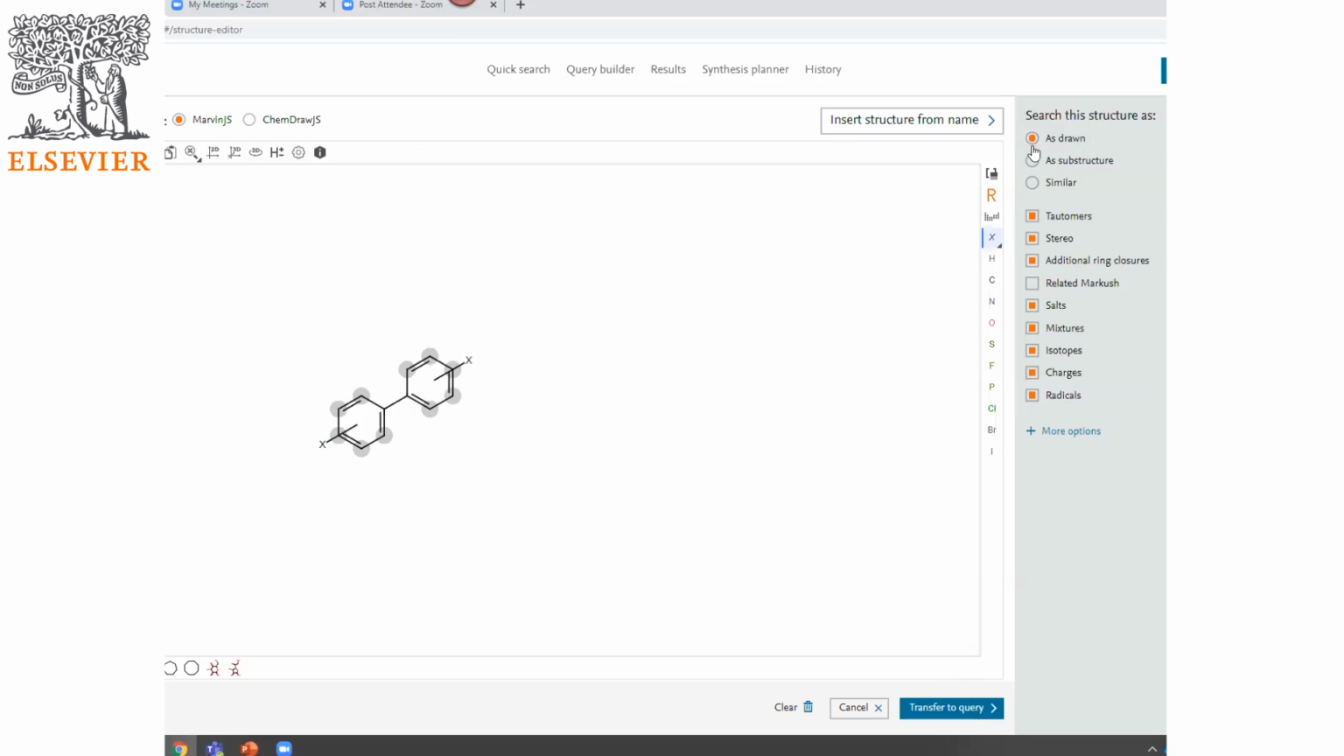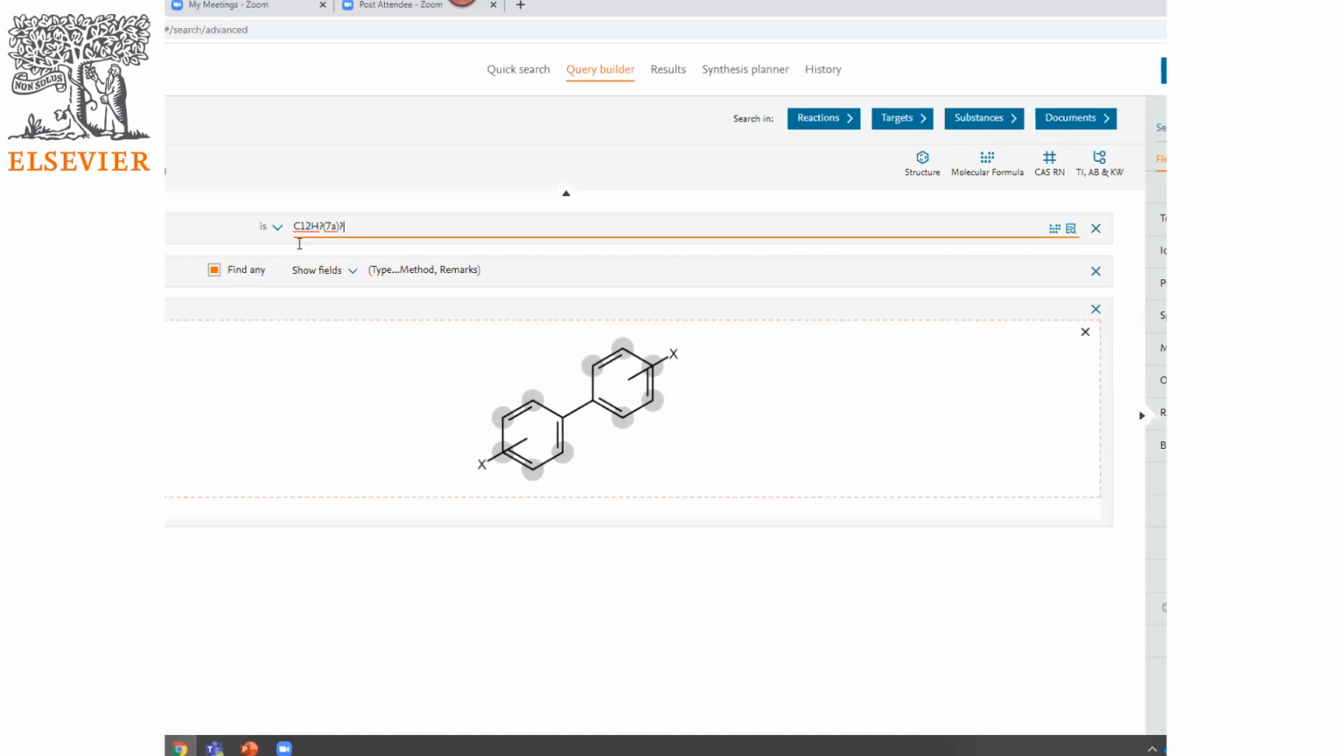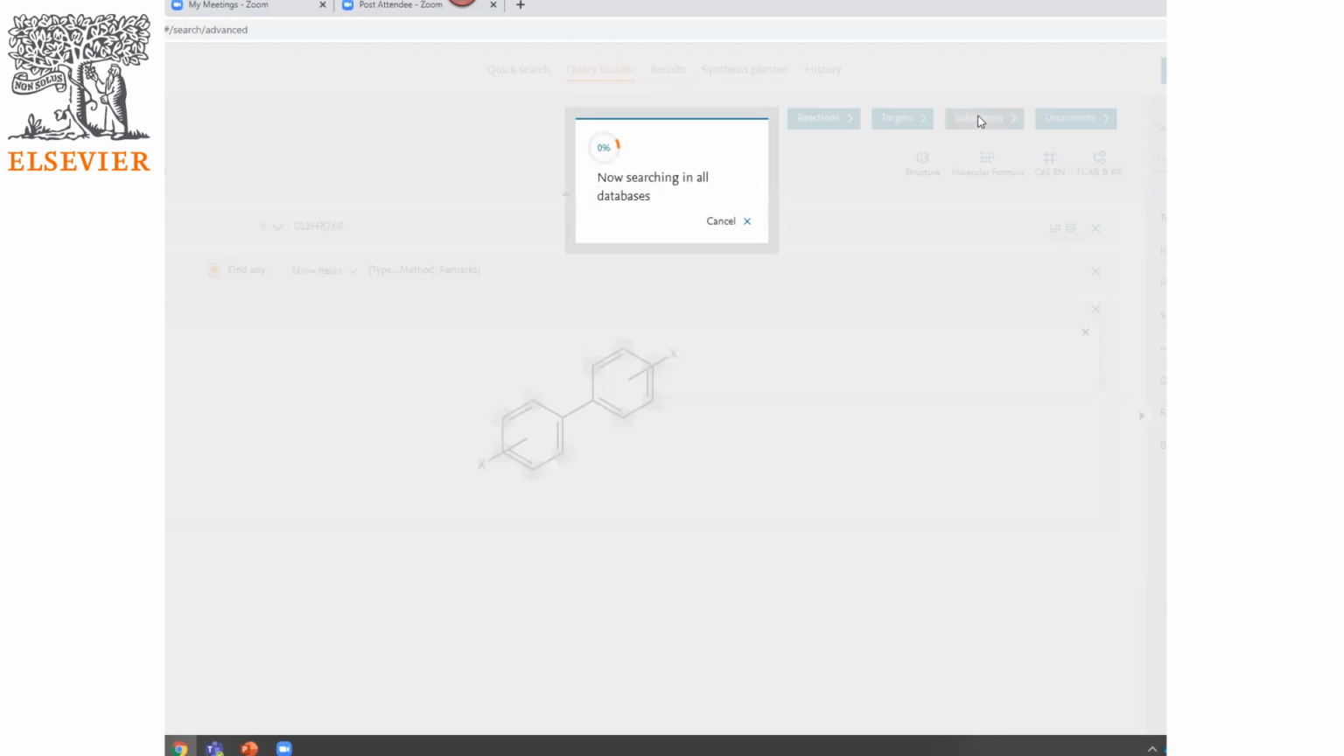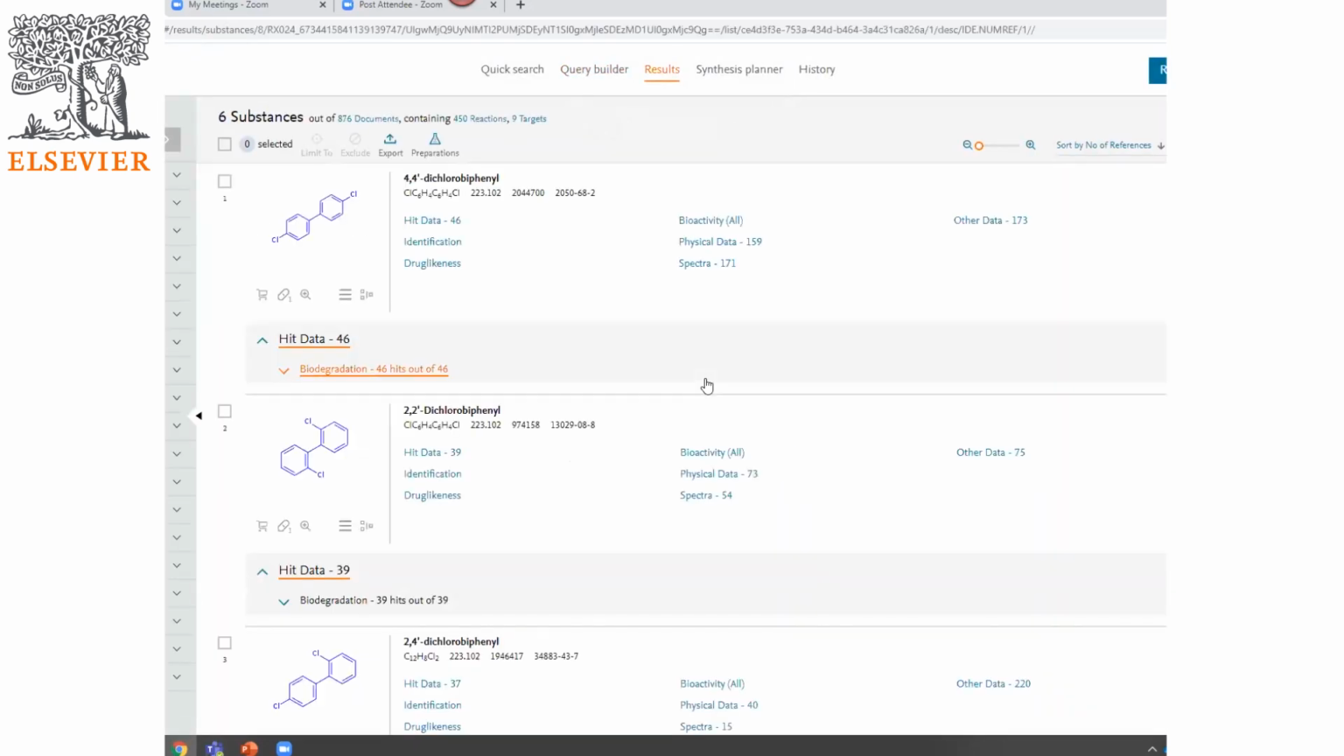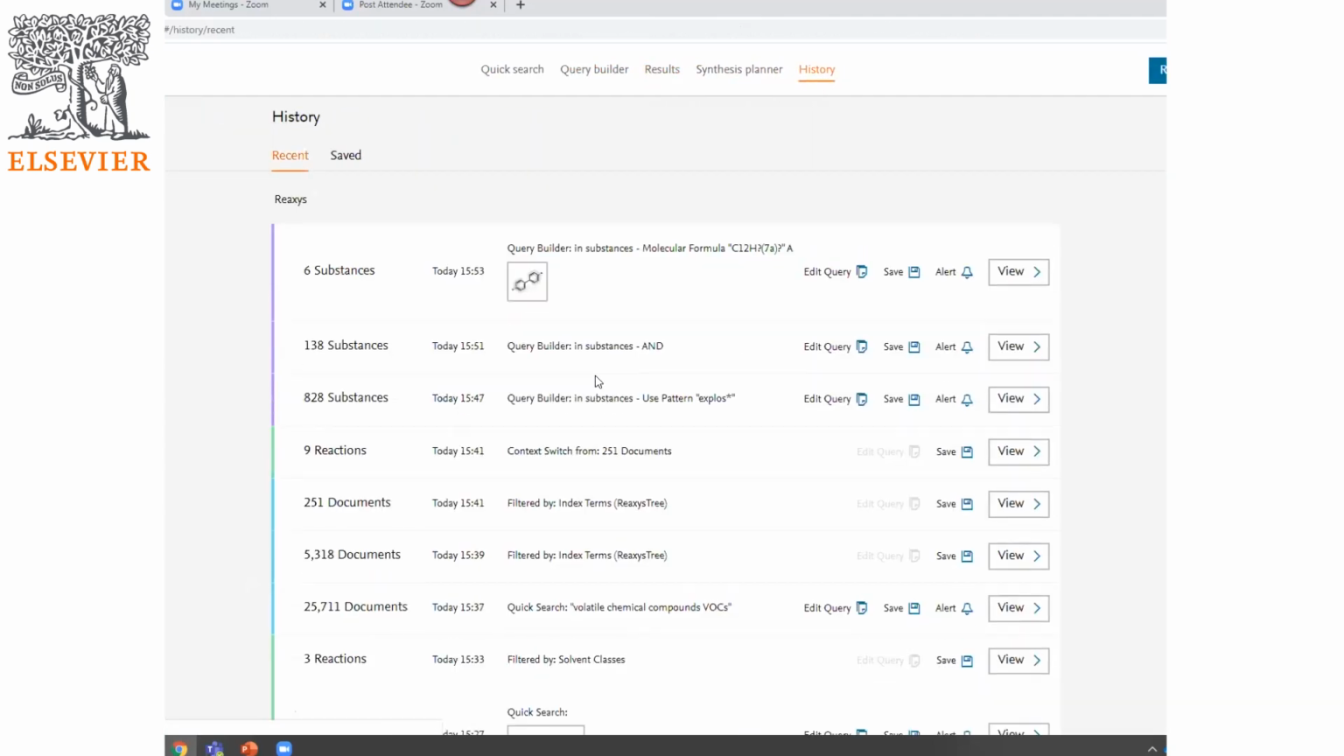We can search it as drawn, so it would be particularly this structure, or we can search all substructures from this molecule. In our case, it's better to use as drawn, because otherwise we can find some different groups, which should be limited with other conditions. So again, we found some biphenyls with biodegradation data, but as you see, the search result is different, because now we focused only on biphenyls with 2 chlorine atoms.